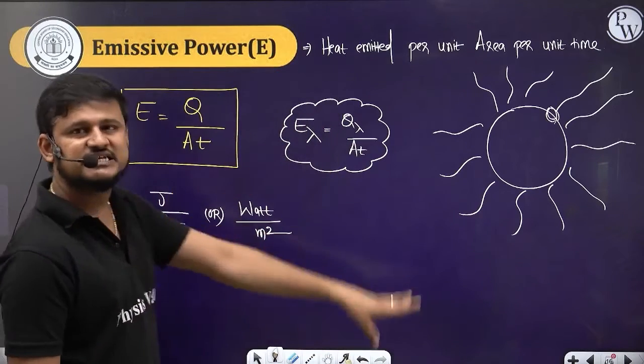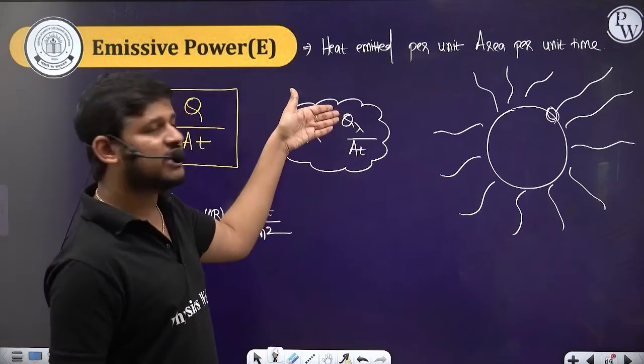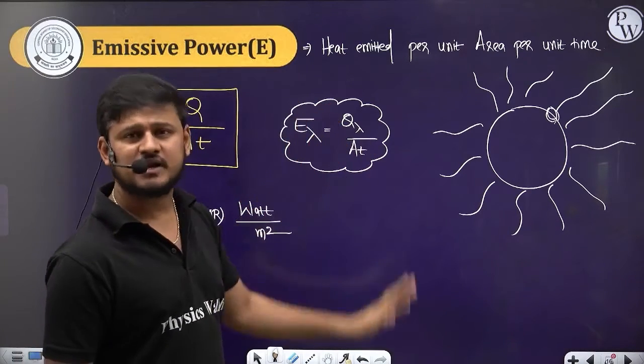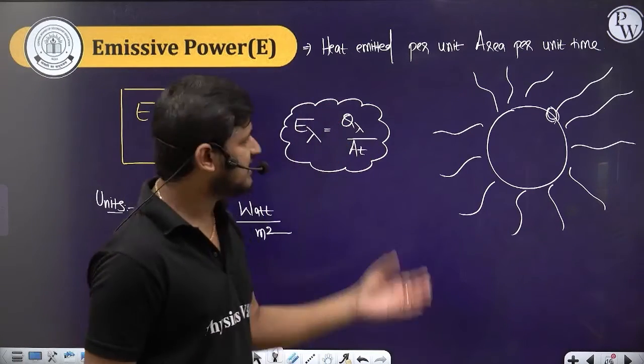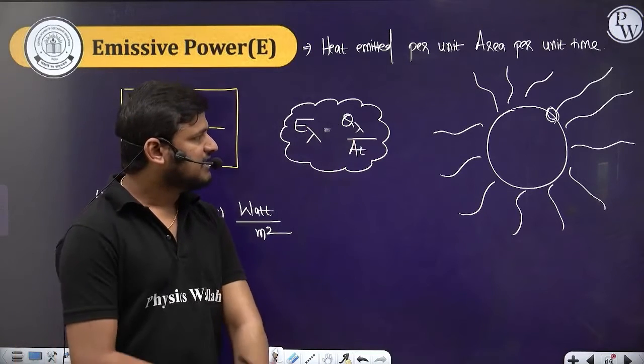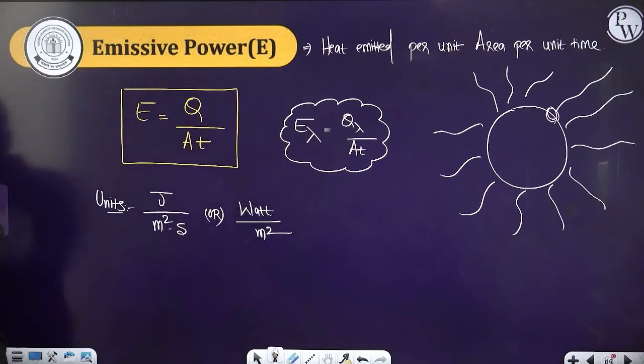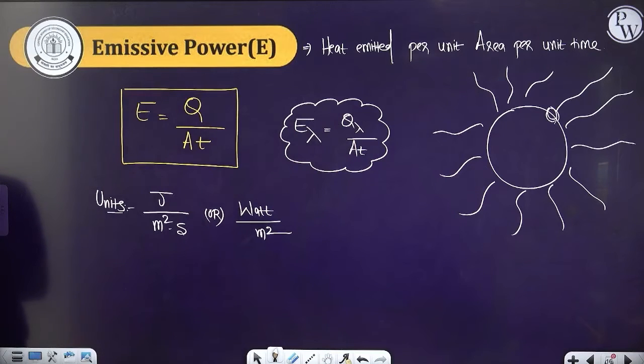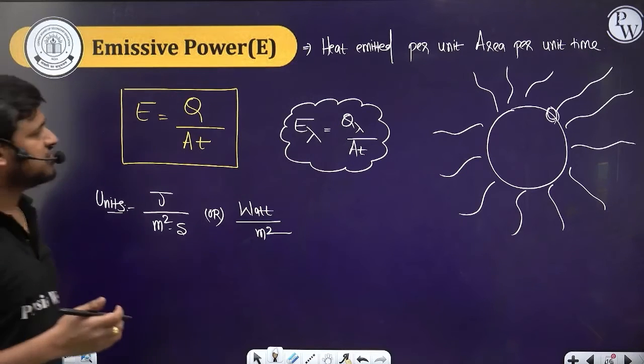Even the intensity is also the same. Intensity is nothing but the energy emitted per unit area per unit time. So that's also the same, right? So the intensity or the emissive power, we can say. Chala. Note that point, clear, everyone? So note this. Done. Chalo.